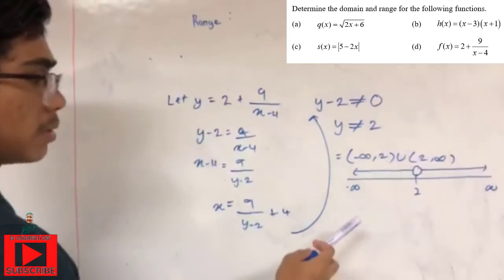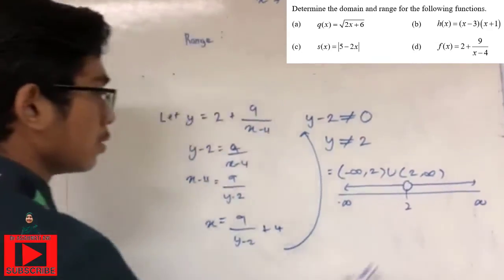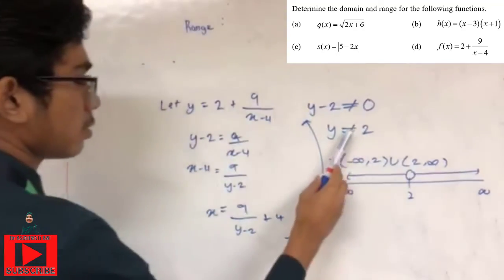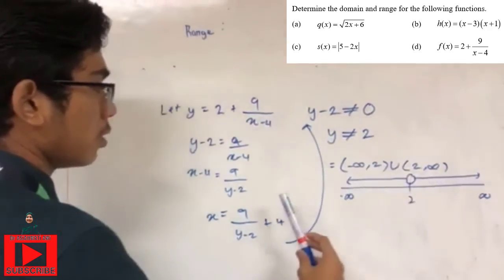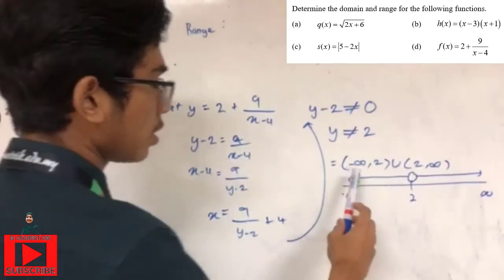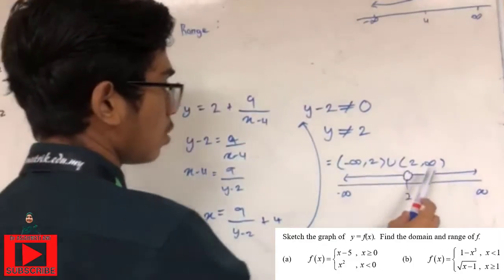Lepas tu kita buat number line yang ada negative infinity, 2 dengan infinity. So kita buat satu dot kat tengah ni, tapi yang tak blacken punya sebab dia tak sama dengan. So kita bawa dia ke kiri dan kanan sampai infinity. So kita dapat dia punya range sama dengan negative infinity, 2 union dengan 2, infinity.